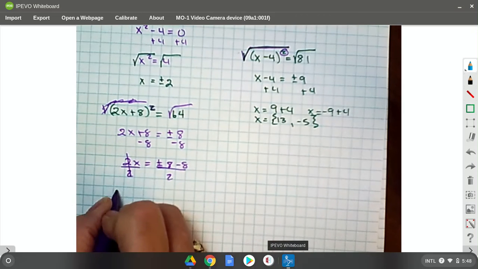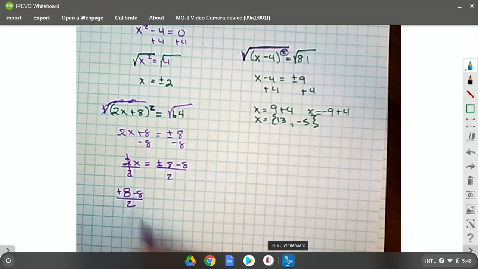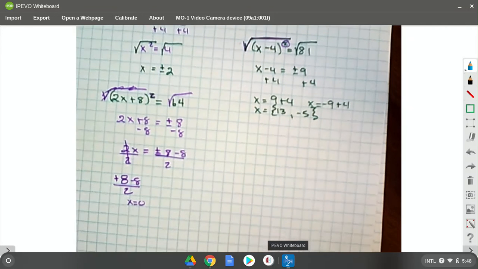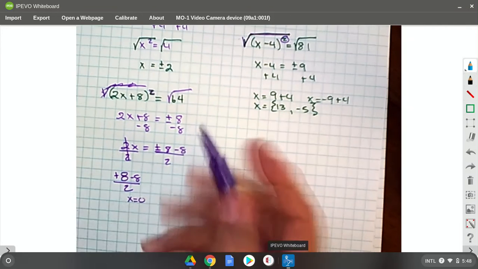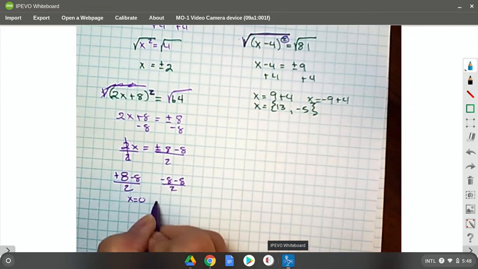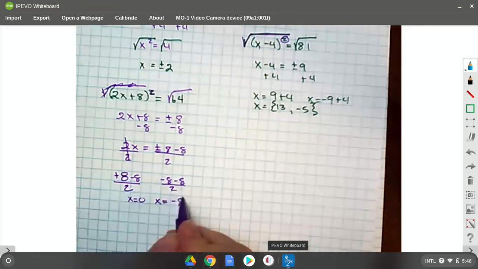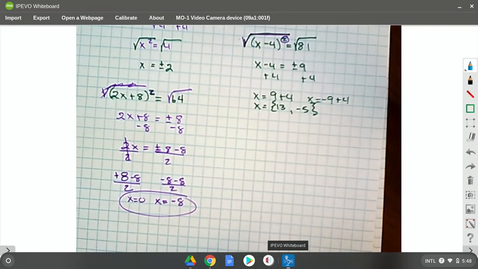All right, so I have 8 minus 8 divided by 2, and that's going to be 0, right? Because 8 minus 8 is 0, and 0 divided by 2 is 0. Then I have negative 8 minus 8 divided by 2, and that's going to be negative 16 divided by 2, so that is negative 8. My solution set, 0 and negative 8.